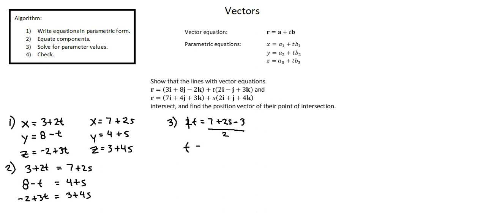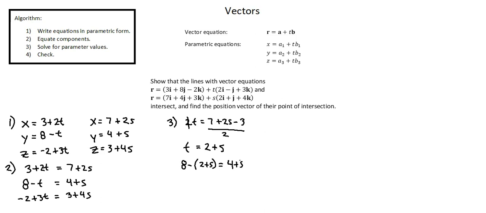We have t equals, in the numerator, 7 minus 3 is 4. 4 divided by 2 is 2. Plus 2s divided by 2 is s. With this value for t, we'll go to the second equation in step 2 and substitute in for t, 2 plus s. 8 minus t becomes 8 minus (2 plus s) equals 4 plus s.